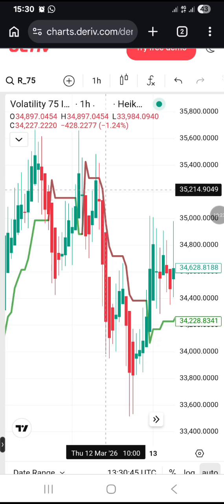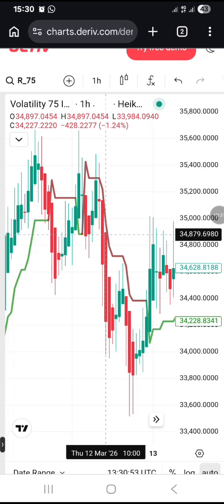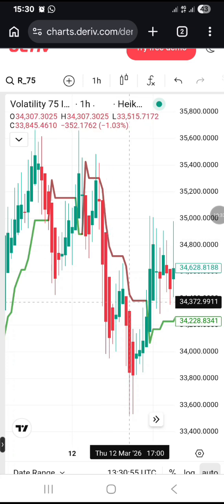I was going to enter my short here because I have nice momentum, which confirms that this is a downtrend. So I was simply going to enter my sells here and hold that trade downwards. This is one of my strategies to trade Volatility 75.